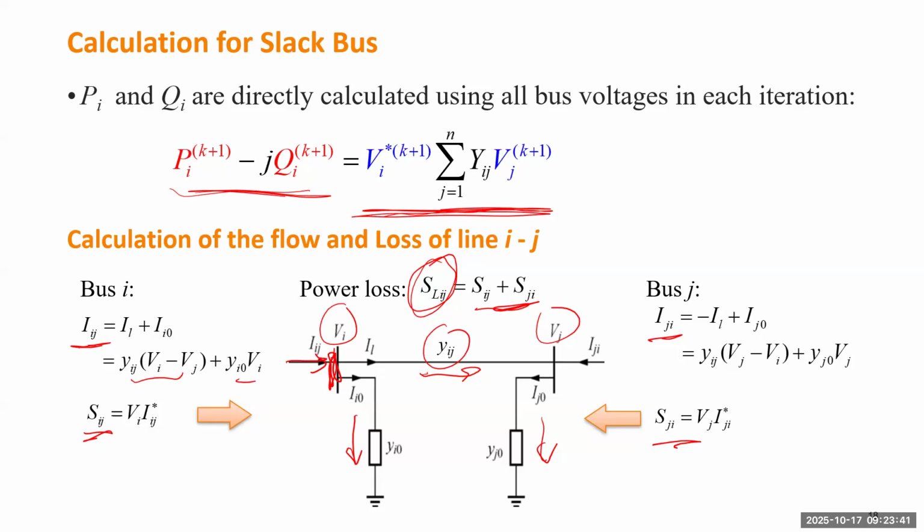So we calculate the voltage phasor using the P and V for the PQ buses, and the angle and Q for PV buses. And at the end, we calculate the slack bus P and Q to balance the entire system. Then, once we know the voltage phasors, we can calculate current injection. Using current injection, we can calculate complex power. Then finally, we can calculate the loss.